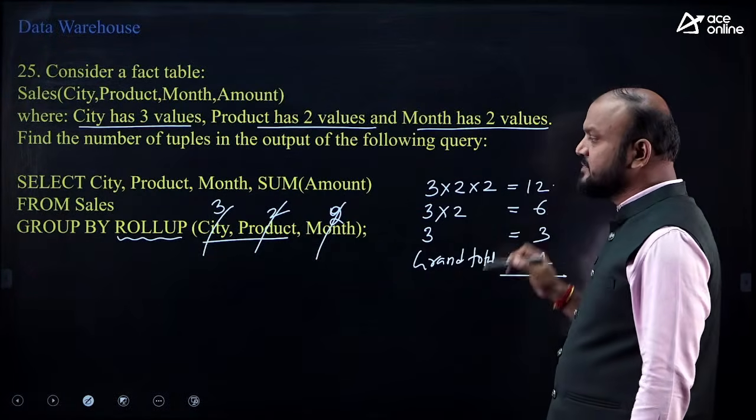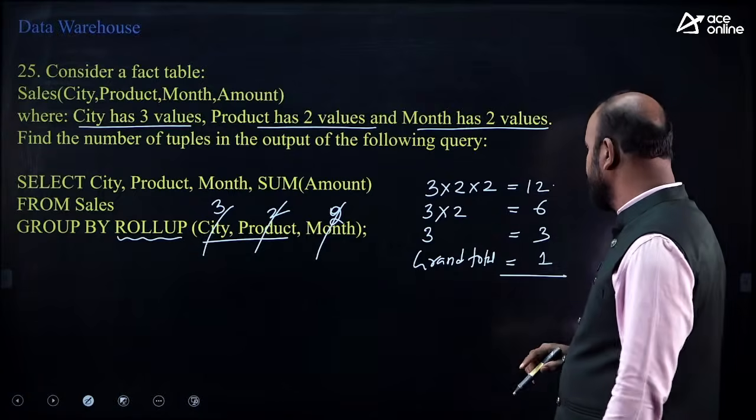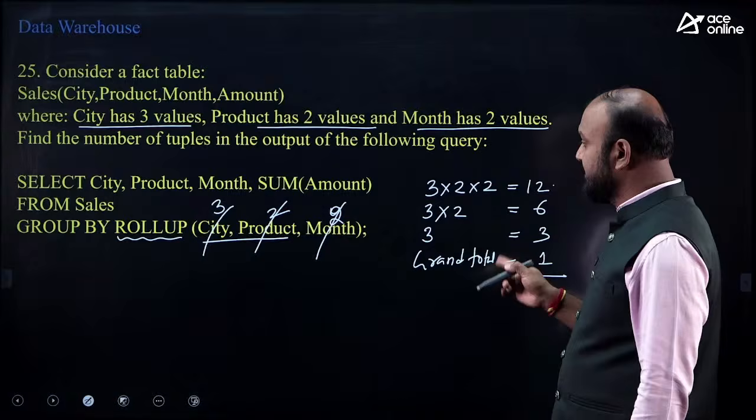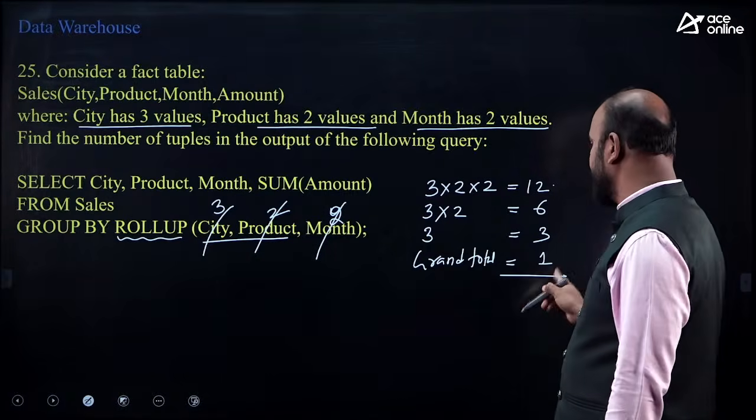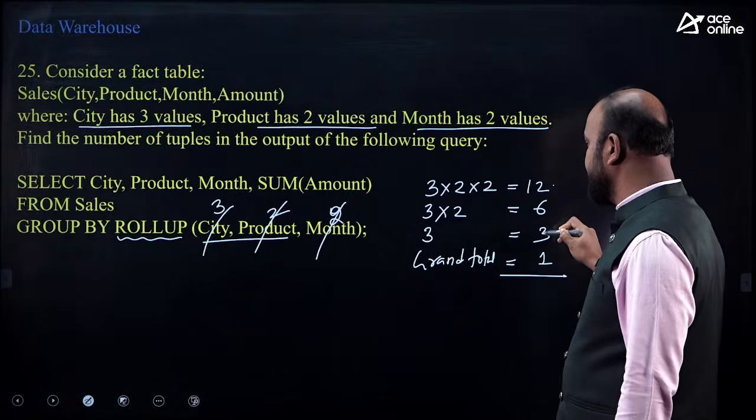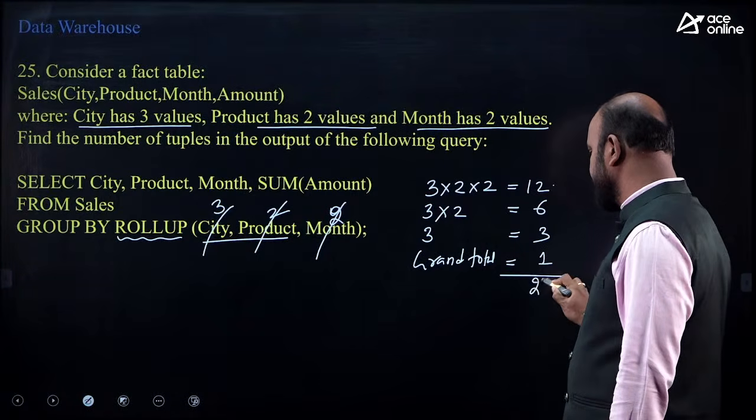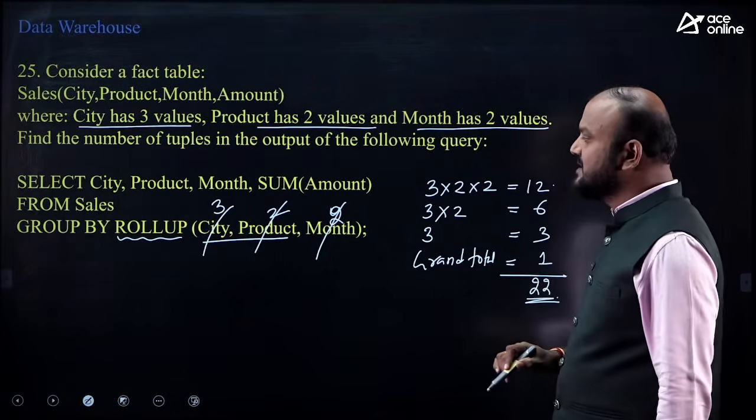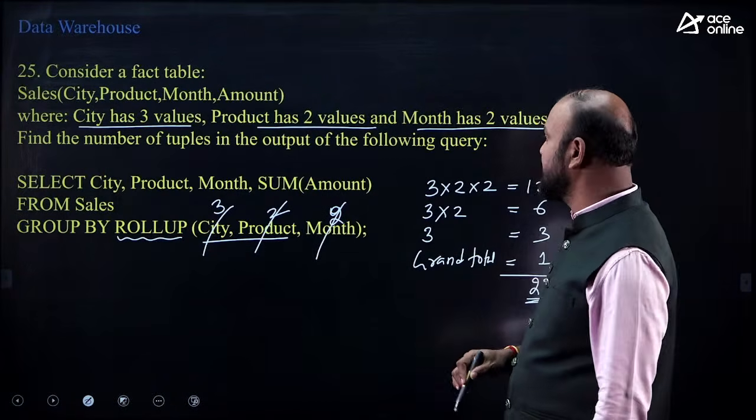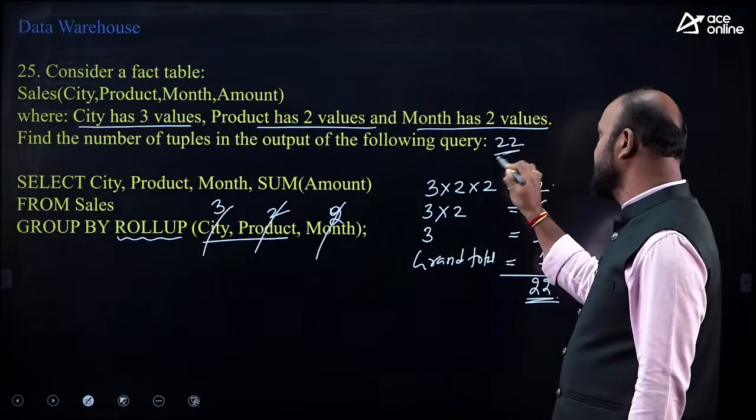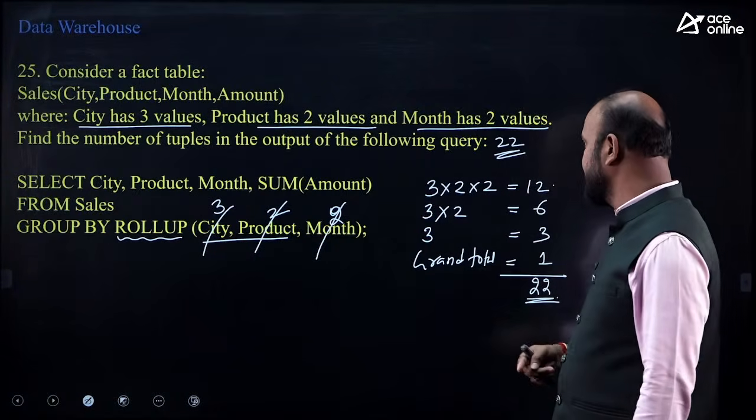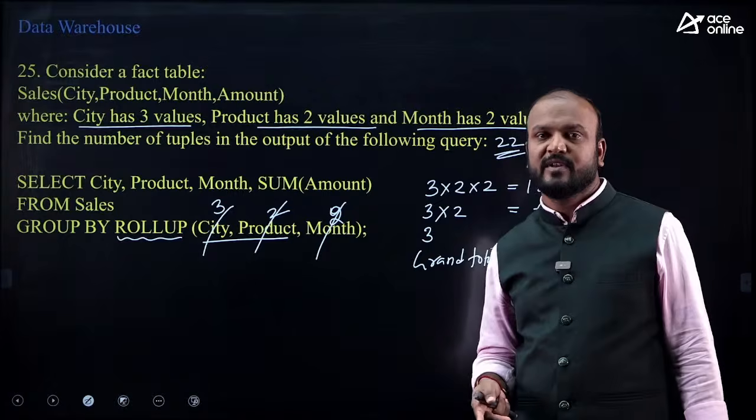So 12 rows with respect to city, product, month, 6 rows with respect to city and product, 3 rows with respect to only city, and 1 row for the grand total. So 12 plus 6, 18, plus 3, 21, plus 1, 22. So the question is for the roll up operation: the number of tuples in the output of the following query is 22. Because previously the question was asked on group by cube, this time you can expect a question on at least the roll up operation.